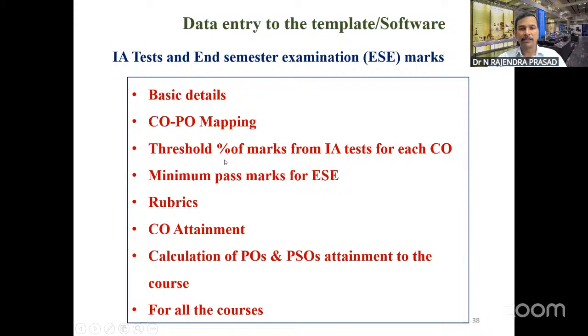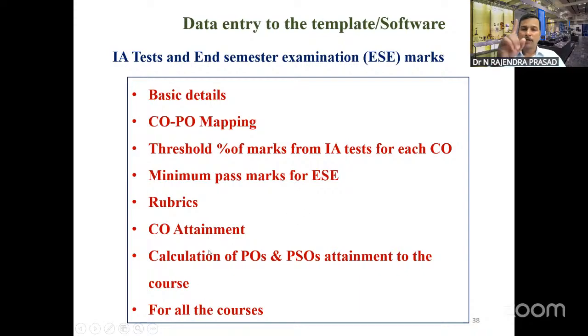You have to fix the threshold of percentage of marks from the IA test for each CO. You have to fix the minimum marks for pass in the end semester examination. You have to use the rubrics to indicate the attainment level. You have to calculate the CO attainment for each course. You have to calculate the PO, PSO attainment from each course.